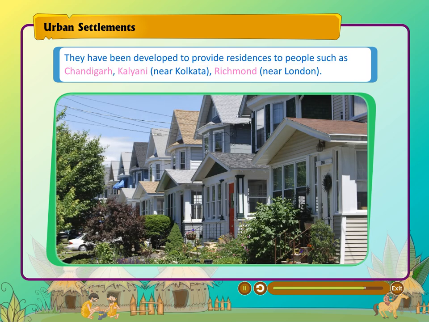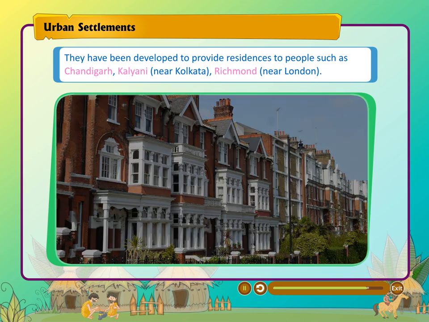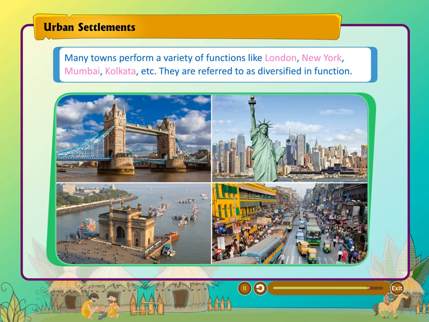Residential towns. They have been developed to provide residence to people such as Chandigarh, Kalyani near Kolkata, Richmond near London. Many towns perform a variety of functions like London, New York, Mumbai, Kolkata, etc. They are referred to as diversified in function.